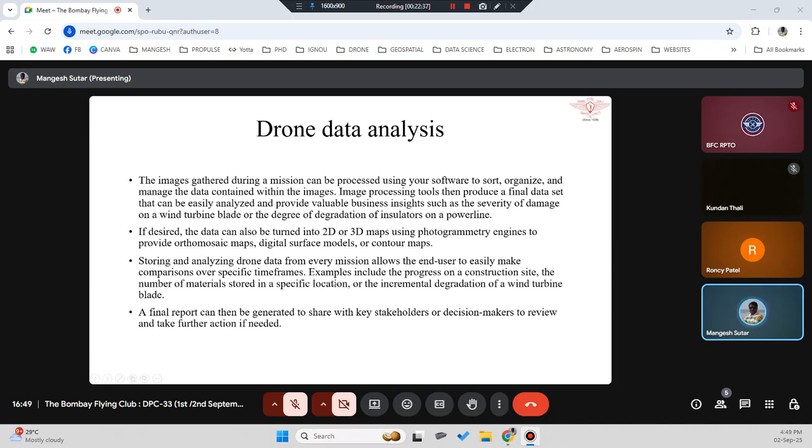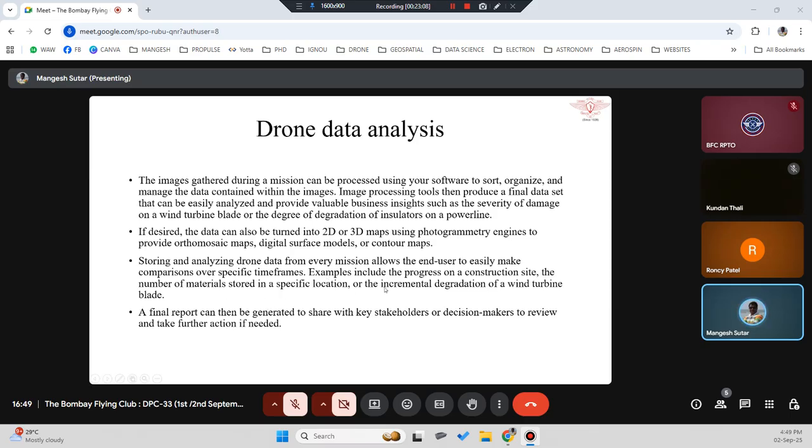Examples include the progress of a construction site. I gave you the example of the first tower, when we are actually monitoring the construction of a building. I can start taking images from day one, like digging the ground, then laying the foundation, then the first floor, second floor, third floor, like that. We can store the images and share them with the stakeholders or the executive council to see the progress of the construction site and all the things.